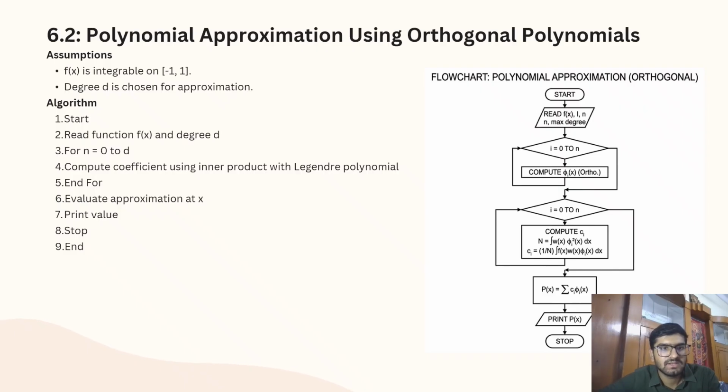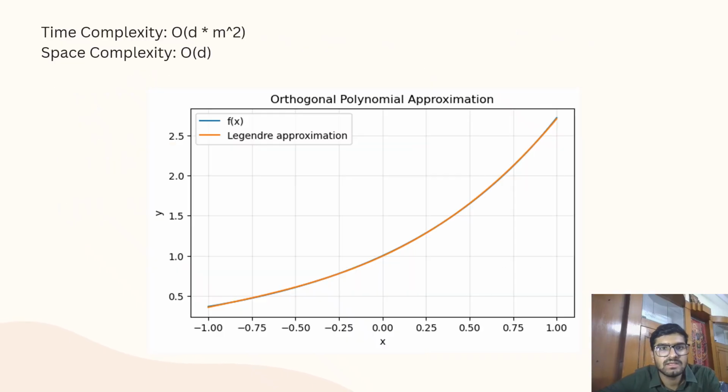The algorithm starts with we read the function f of x and degree d, for n equals 0 to d loops, compute the coefficient using the inner product using Legendre polynomial, and then end the loop, then evaluate the approximate value at x, and then print the value. After that, stop. Here the equations are properly mentioned, which you can see in the flowcharts. The time complexity is d into m square, and the space complexity is big O of d.